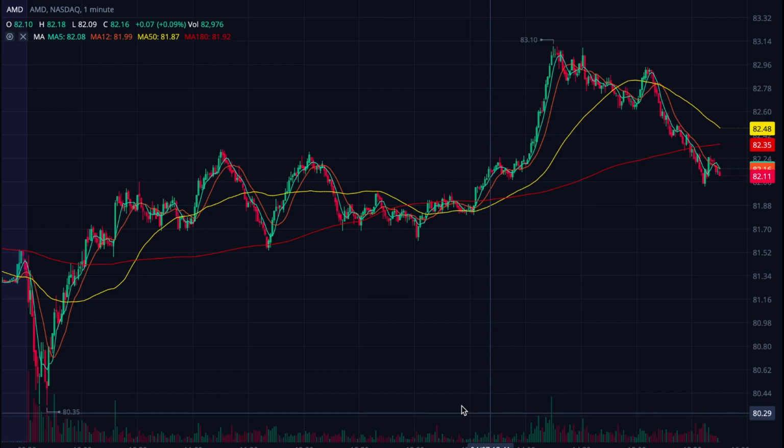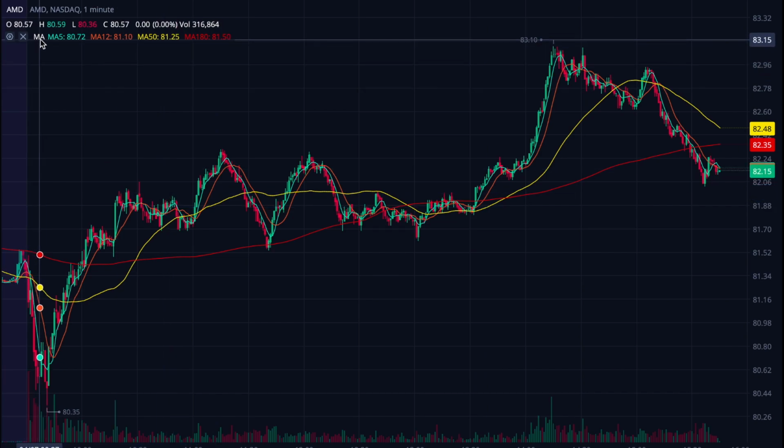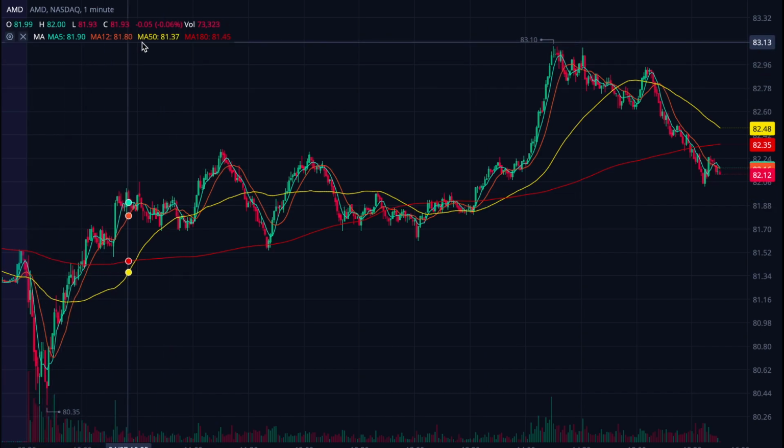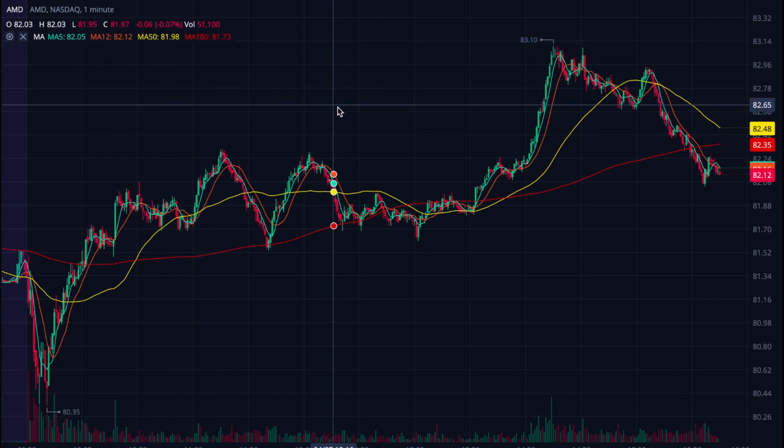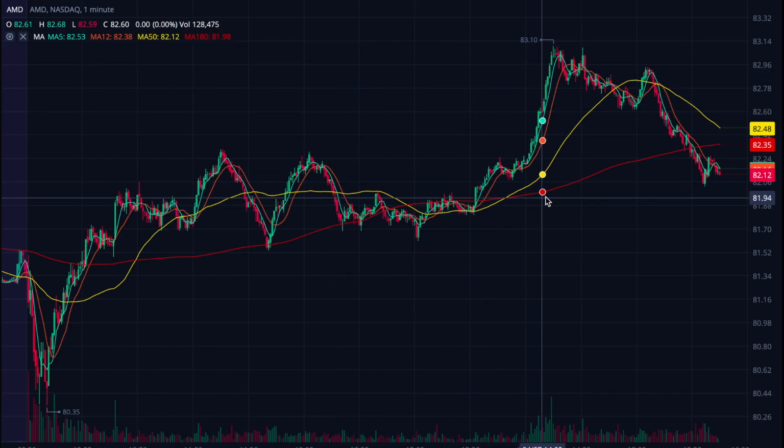Let's get right into it. So moving averages, if you look up here, you'll see MA. You see MA 5, 12, 50, and 180, and the corresponding colors. And then you'll see lines that are those colors on the actual chart. MA5 is accounting for the average price over a 5-day period. The MA12 is the average price over a 12-day period, so on and so forth.